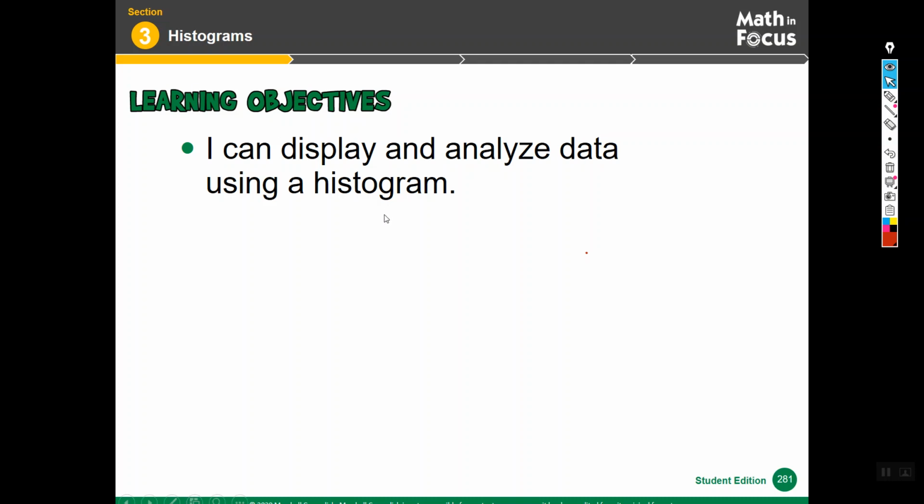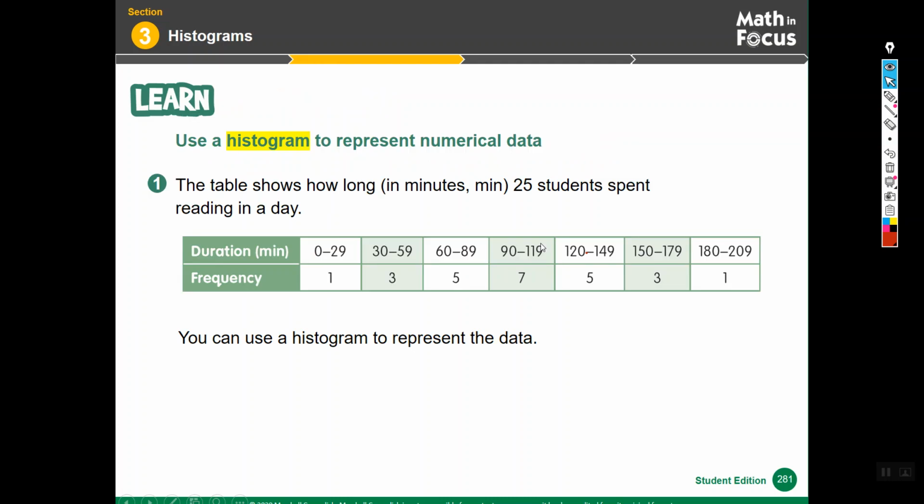Now, histograms look a lot like bar models, but there are some important differences. You can use a histogram to represent numerical data. The table below shows how long, in minutes, 25 students spent reading each day. So you can see we have intervals of 29 minutes, and then the next 29 minutes, and then the next 29 minutes and so forth.